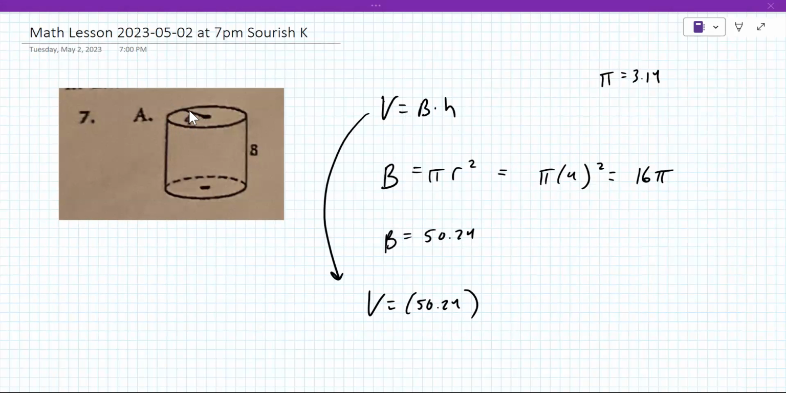What's the height? The height is 8. Okay, so I want you to multiply your answer, 50.24, times 8. 401.92. 401.92. Very good. Okay, let's look at a new shape.